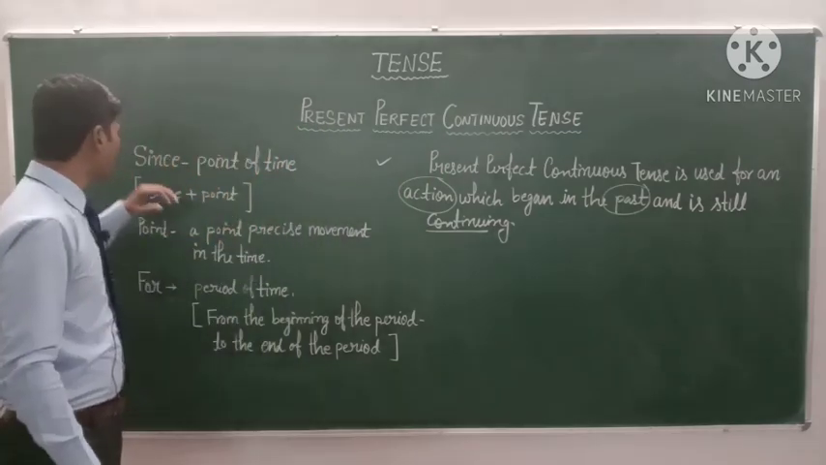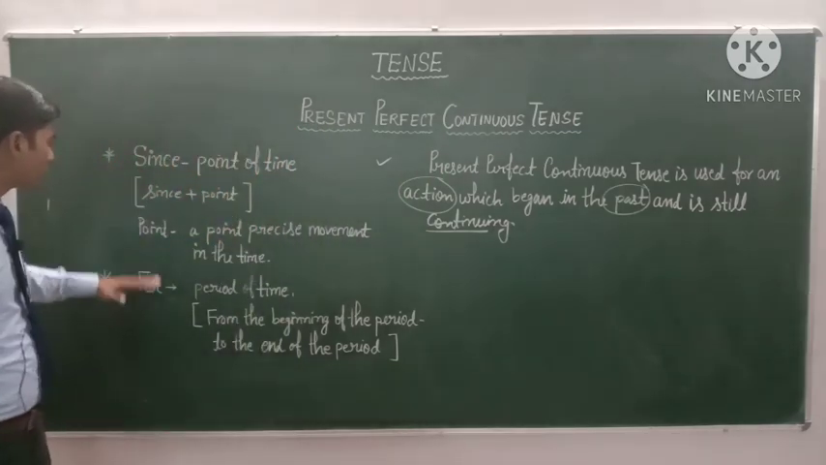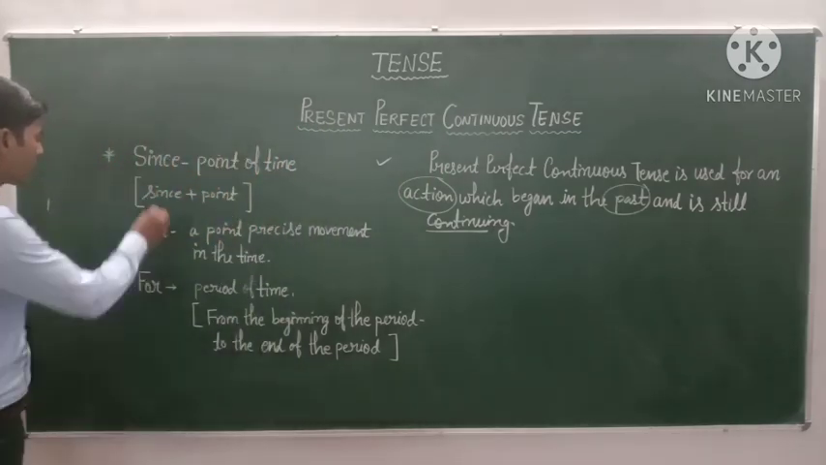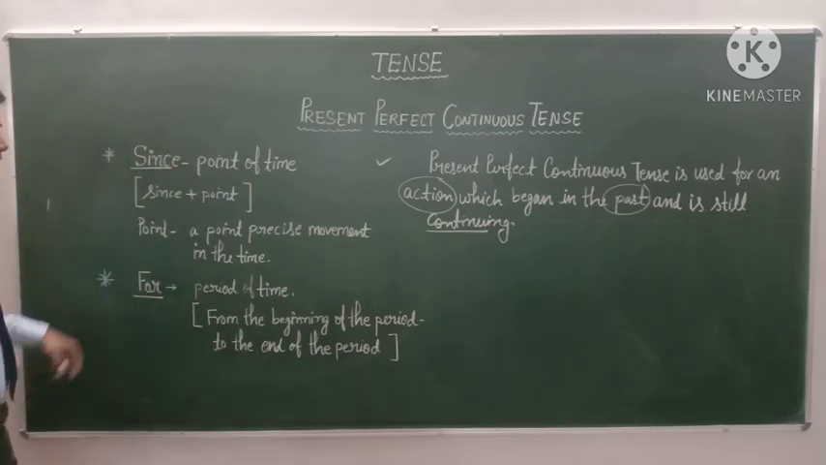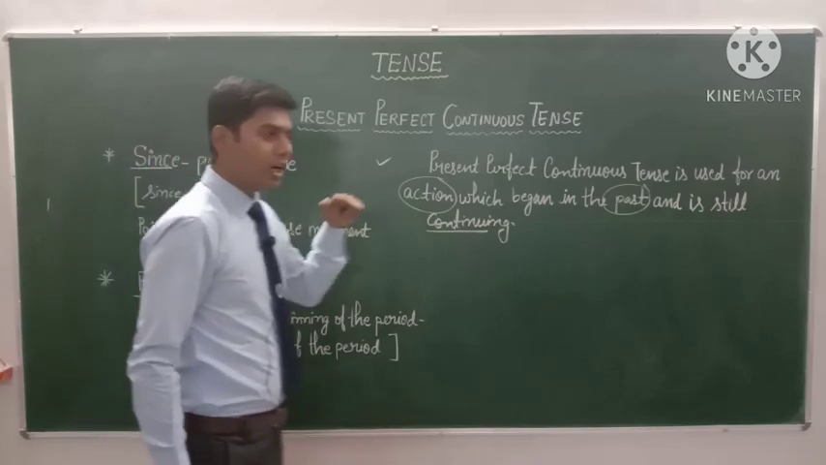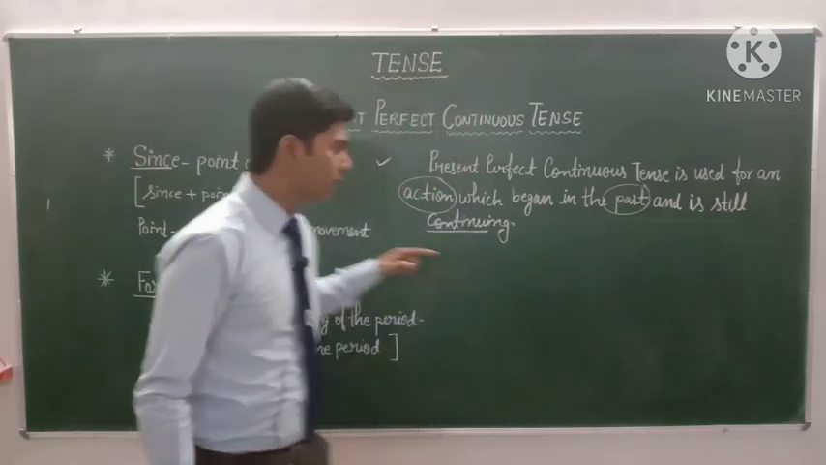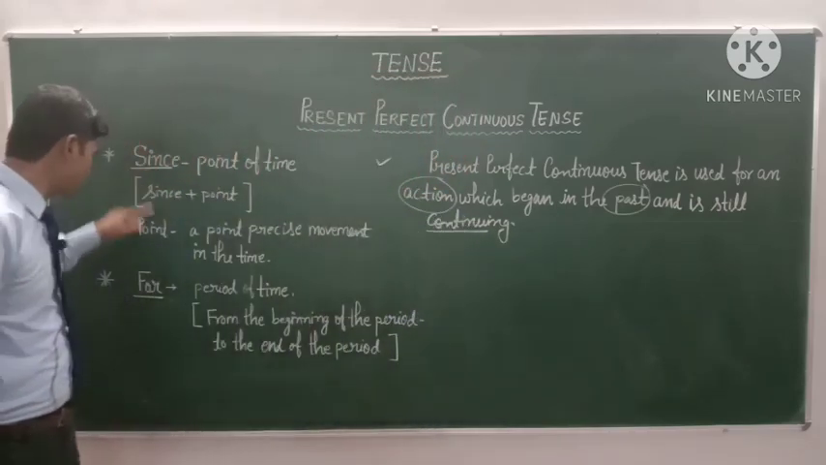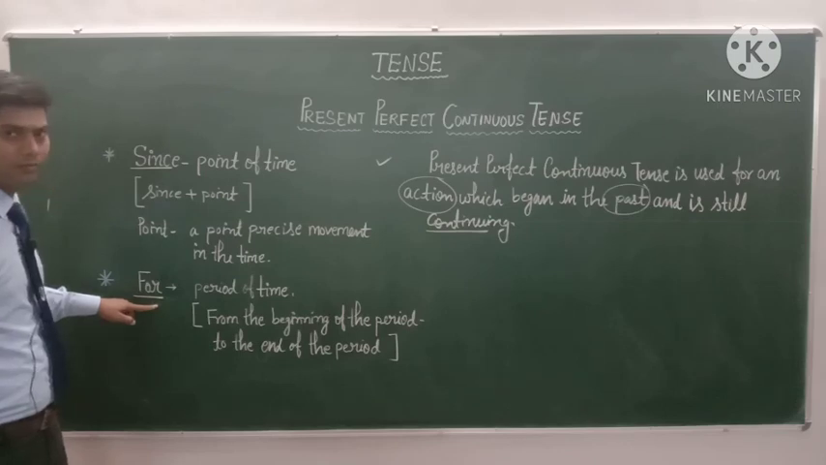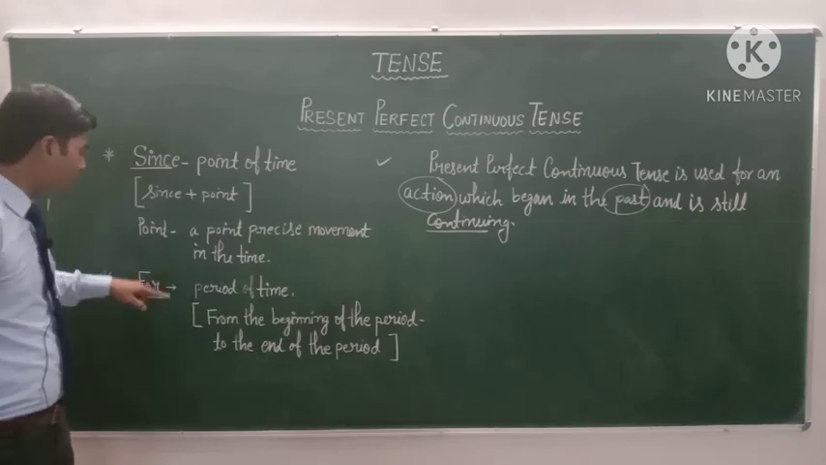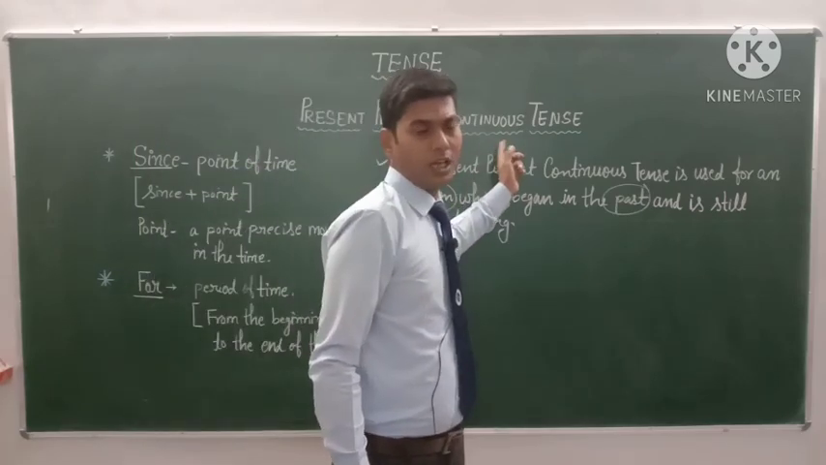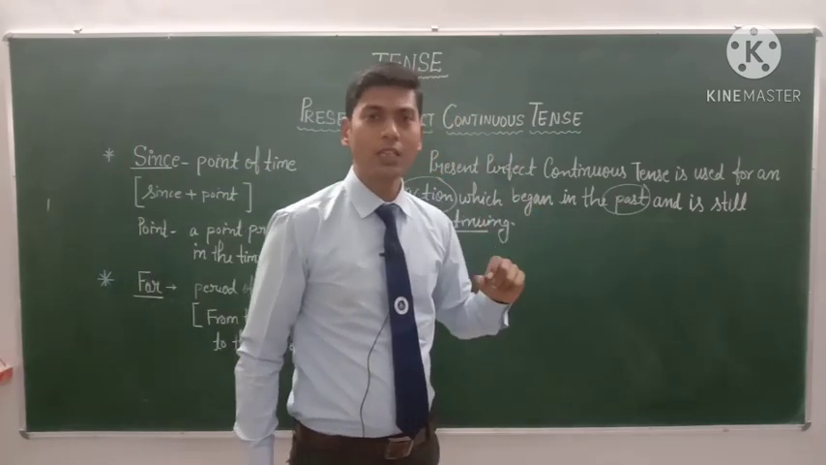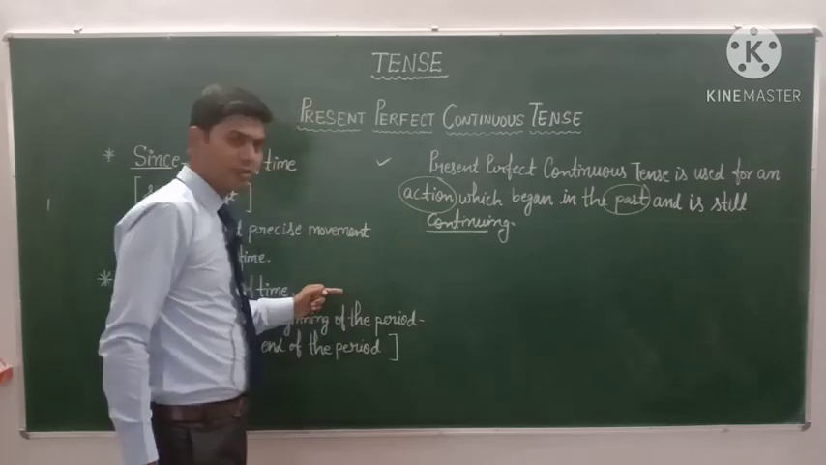Next thing, I mentioned here two points. The first one is since and the second one is for. We can also identify this tense with the given words. The first one is since and the second one is for. These two words are used in this tense. And what is the sense of these two words? Try to understand.